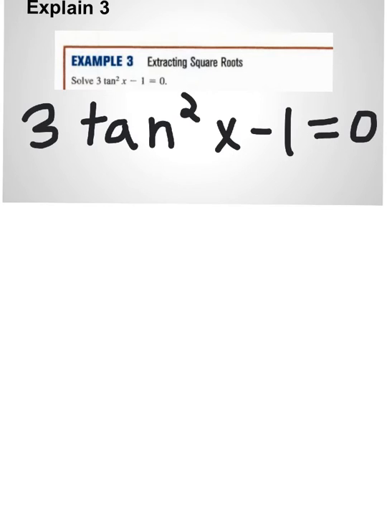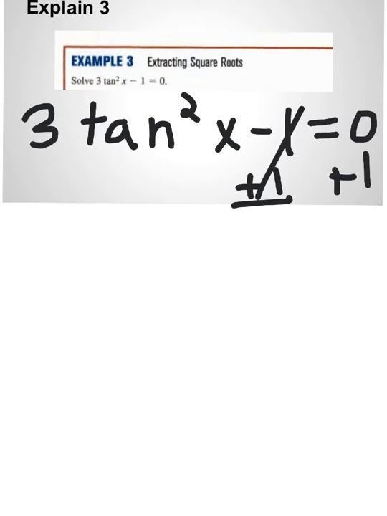In our upcoming videos, we're going to learn about factoring and the quadratic formula. But because this doesn't have a linear term, or a term with just one power, we can use a technique of isolating the trig function and square rooting both sides. So here we go. Our first step is to isolate our trig function. So I'm going to go ahead and add 1 to both sides.